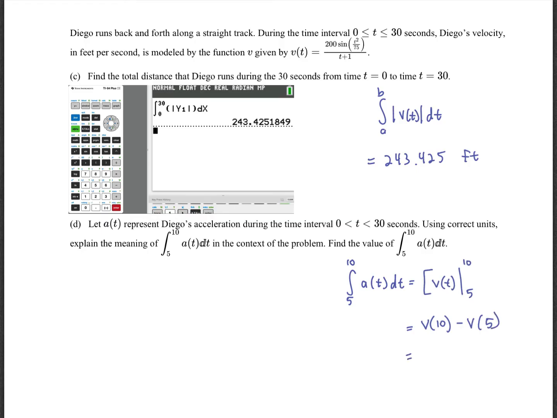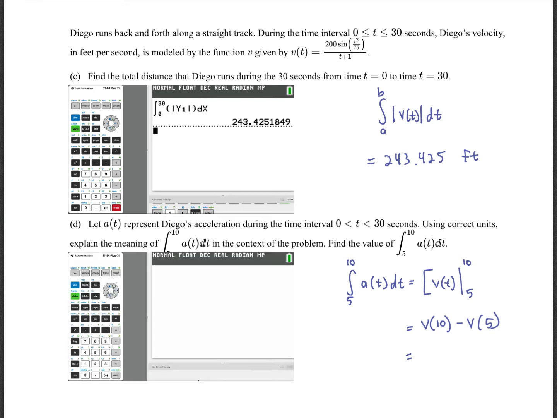Okay, so we'll find that in the calculator right now. All this is just plugging in 10 and 5 into that function that's in y1, right? So we'll do y1 of 10, that's velocity of 10, minus y1 of 5, that's velocity of 5, and that'll be our answer. So really doing this by hand was the hard part. Once we did that, the calculator work was easy. 765.